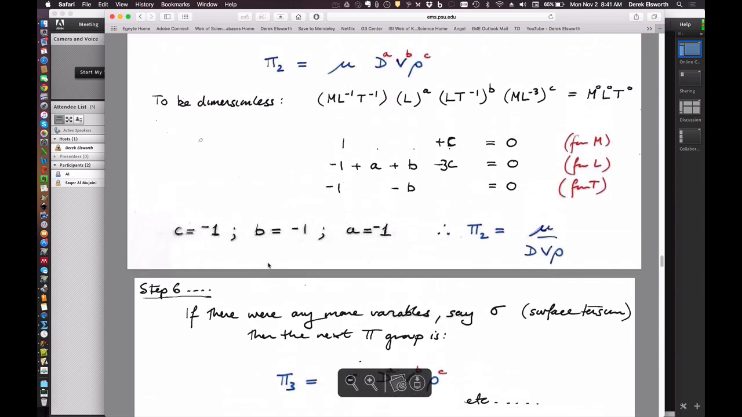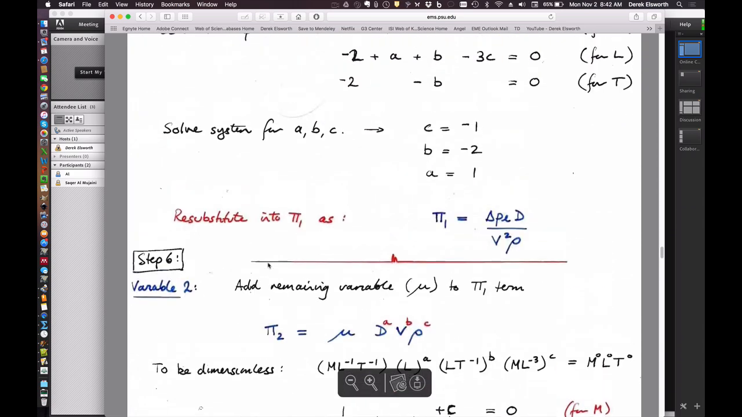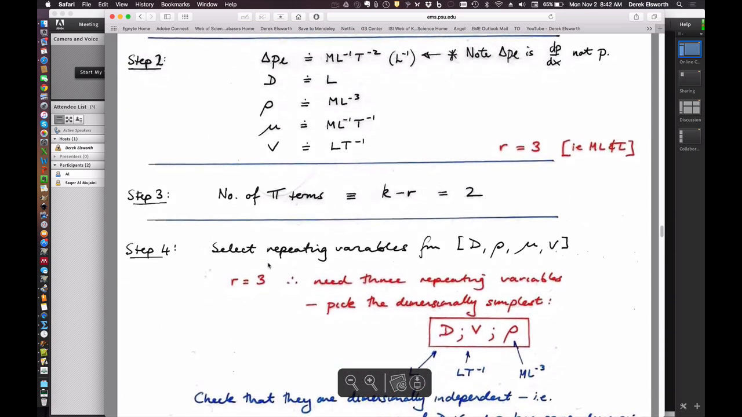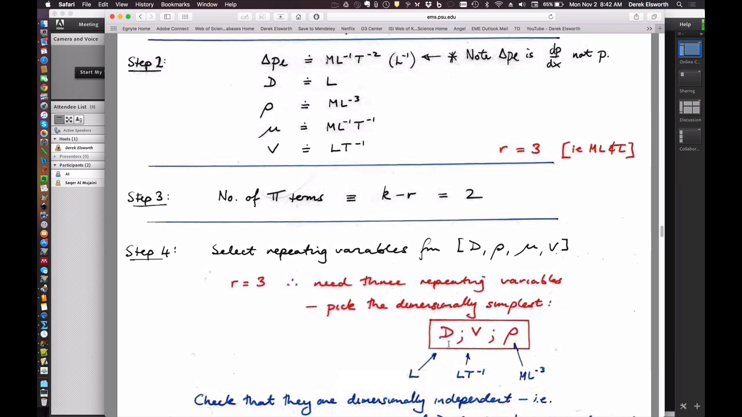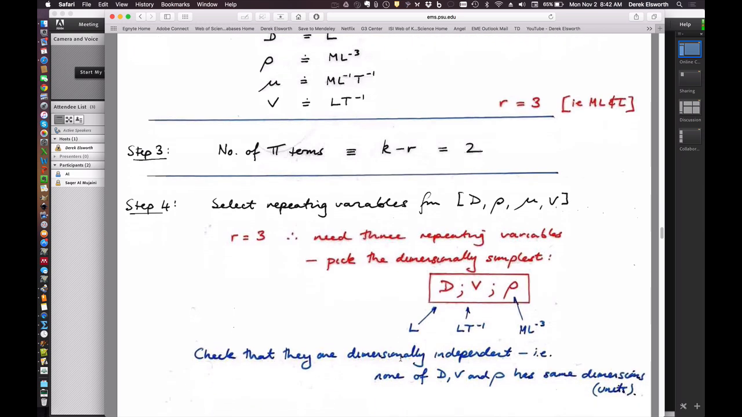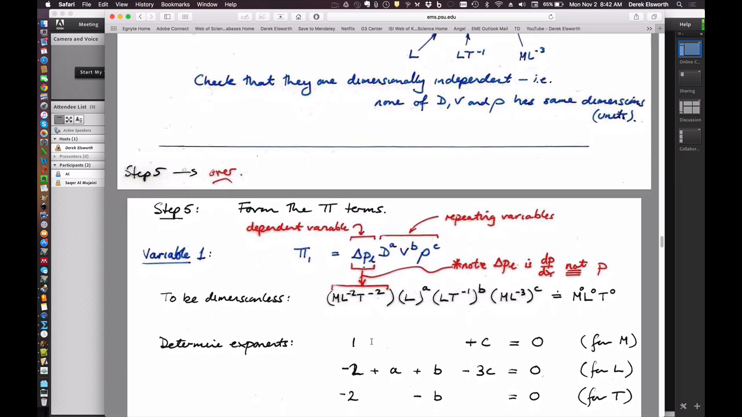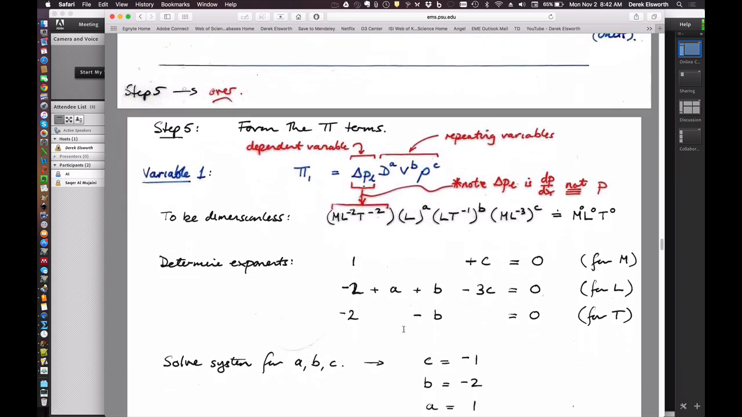So when you're using the pi groups, in this particular case, there are 3 repeating variables. The other groups would be delta p and mu. So in each term, you take each of those. In the first case, you take delta p, the repeating variables. You'd go through this recipe.